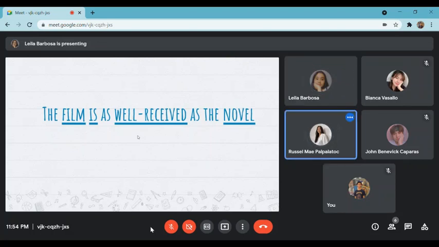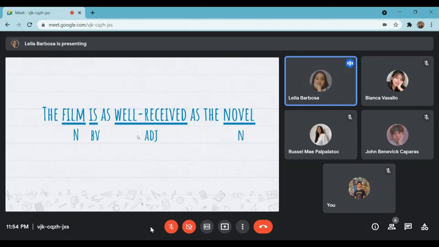Ma'am. Yes, Russell. I think the word film is a noun, is is a be verb, well received is an adjective, and the novel is a noun. Okay, so let's check. That's correct. The film is a noun, is is a be verb, well received is an adjective, and the novel is another noun. So here's my question.